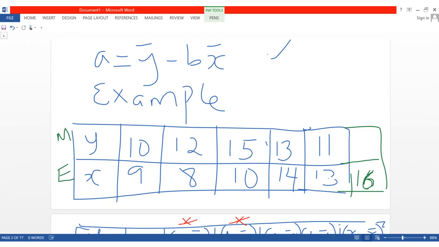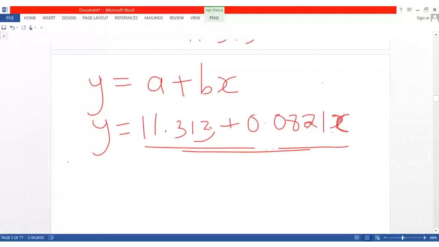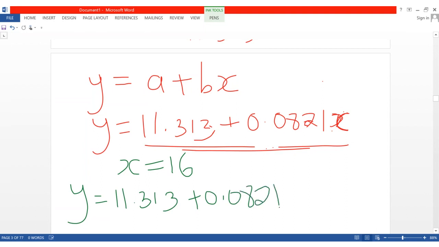So I'll take the 16 for x. Remember, we want to predict for y, and we want to use this equation. The value that we have been given is x equals 16. We want to get the corresponding value of y. So we just input the value of x in the equation. So y will be given by 11.313 plus 0.0821 multiplied by 16. We want to see if we shall have a good feeling. How much? 11.313 plus 0.0821 times 16. This is what I'm getting: 12.62, or 12.63 if you round off.